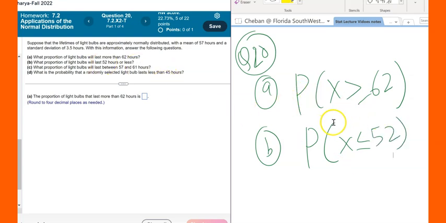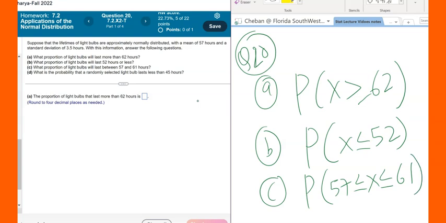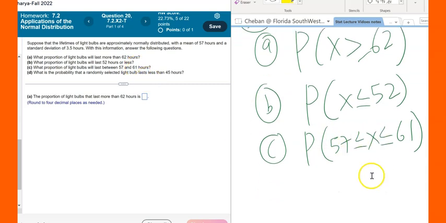Again, use normal CDF, and you decide what is the upper bound, what is the lower bound, and the mean and standard deviation are given. Part C, you're looking for the probability of 57 less than or equal to x less than or equal to 61 hours, because the bulb will last between 57 and 61 hours, and here 57 is the lower bound, 61 is the upper bound, definitely.